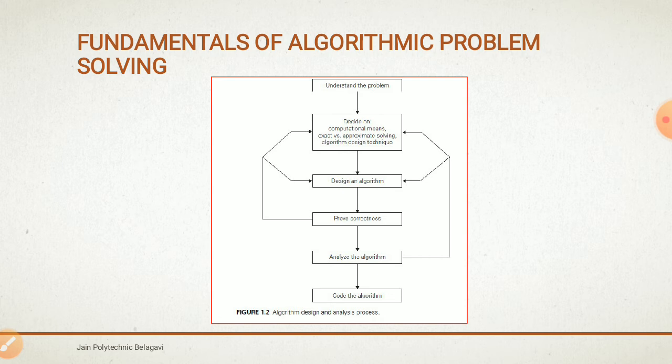That is about the second step in this process. The next step is choosing between exact and approximate problem solving. Here the algorithms are classified as exact and approximate.